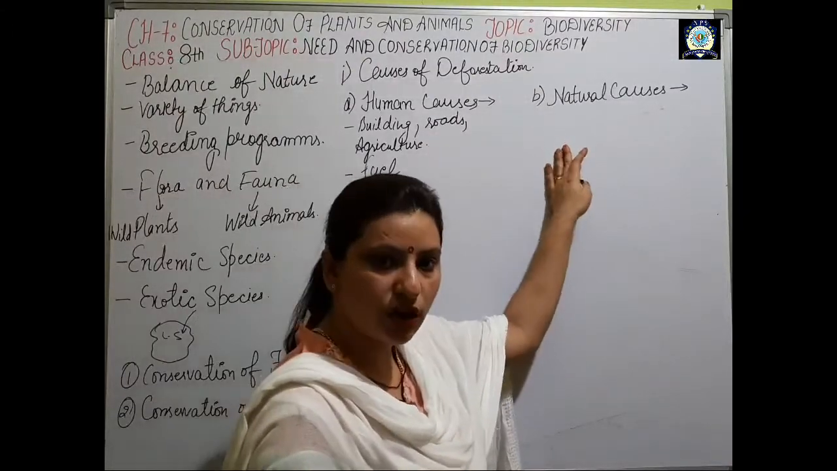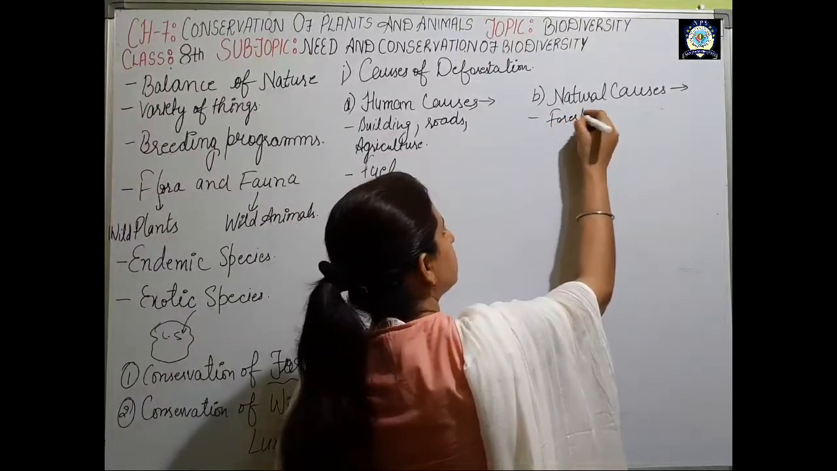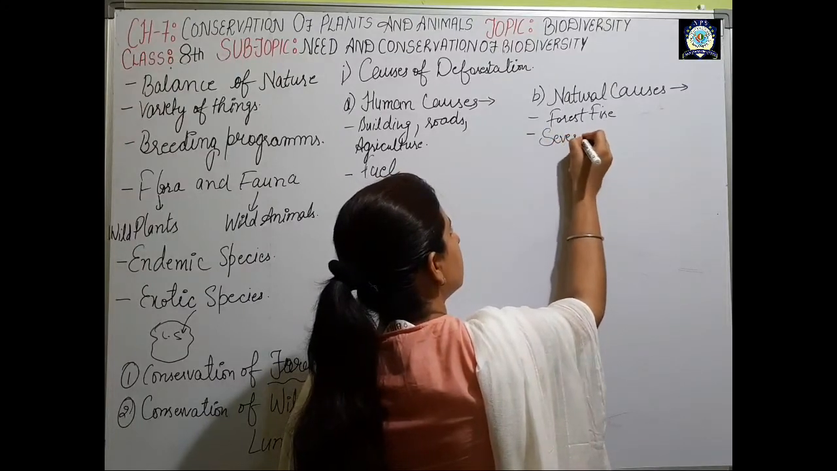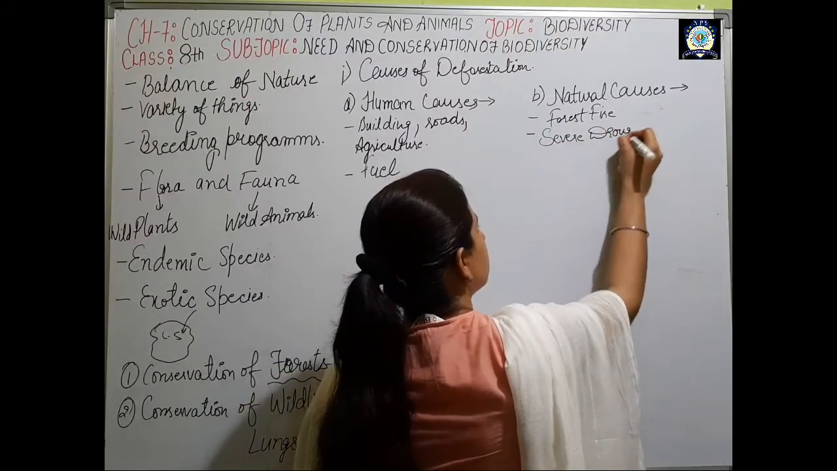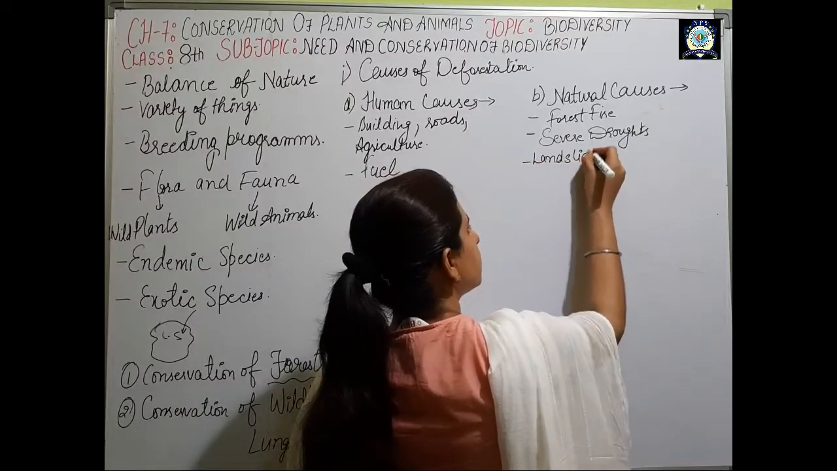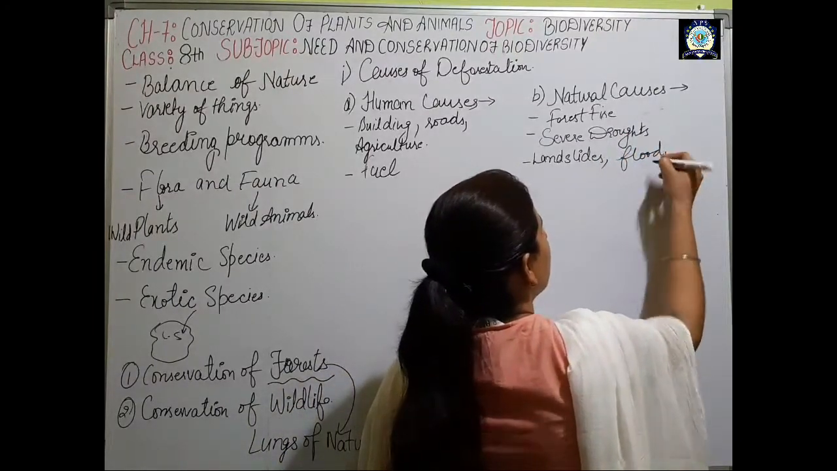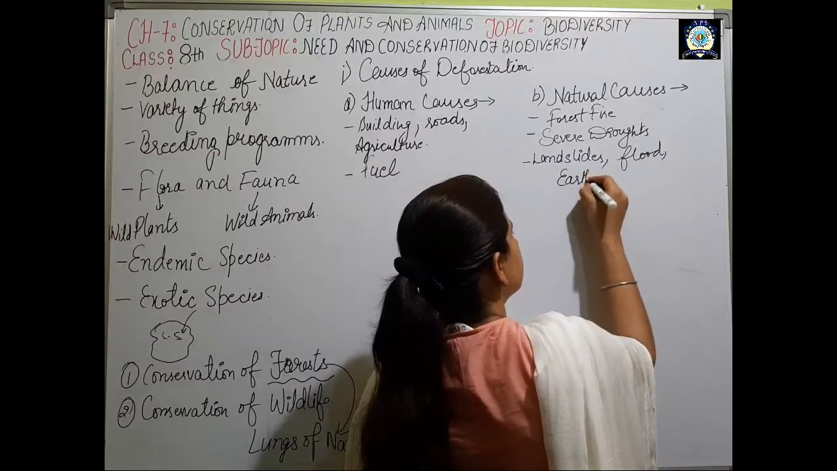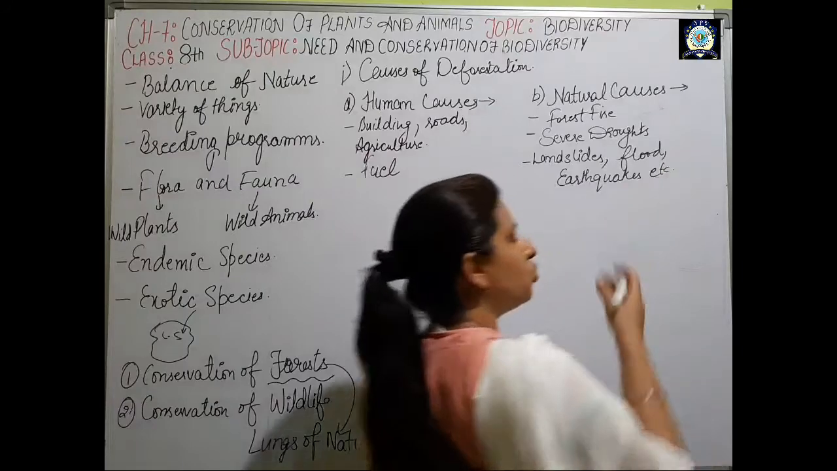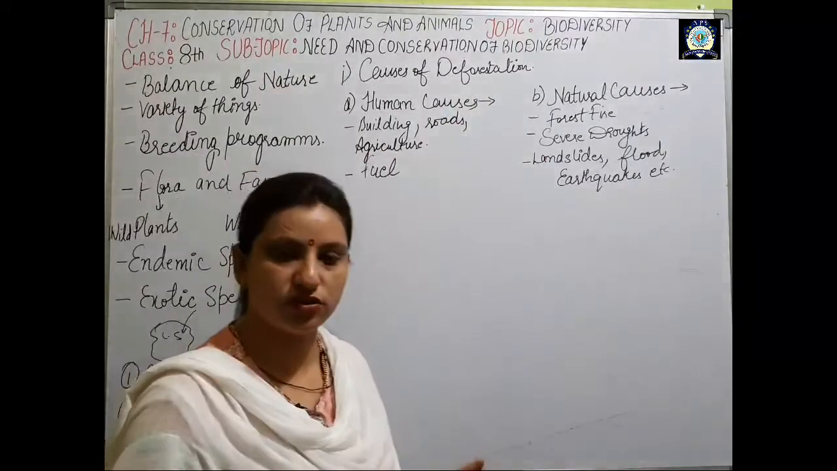If I go for the natural causes, then in natural causes there is forest fire, then severe droughts, then landslides, floods, earthquake, and many more. So these all are the causes which lead to deforestation.